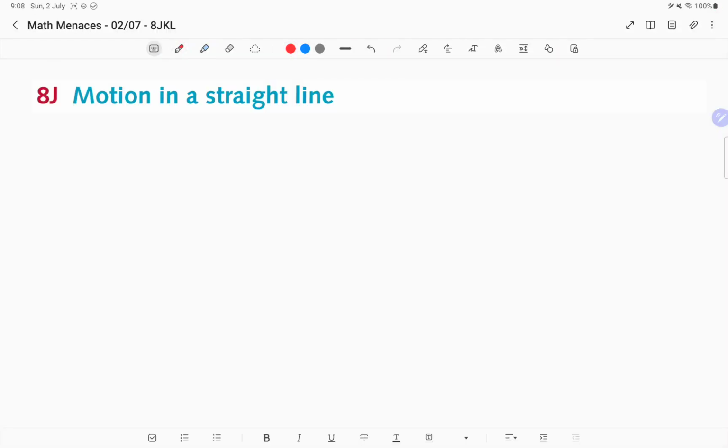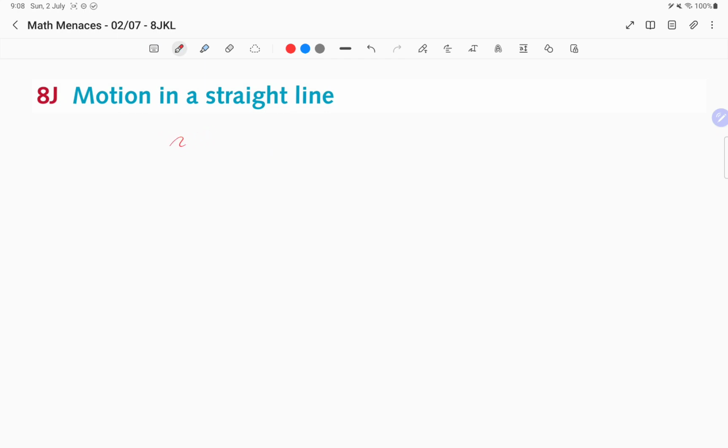Anyway, motion in a straight line. There's really not much here except for the fact that you guys need to work through a lot of questions. This is not new stuff. We already did that back in unit 2. I will just remind you guys of the key concept.